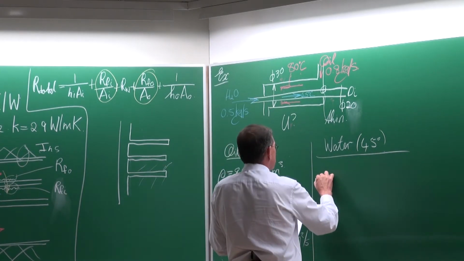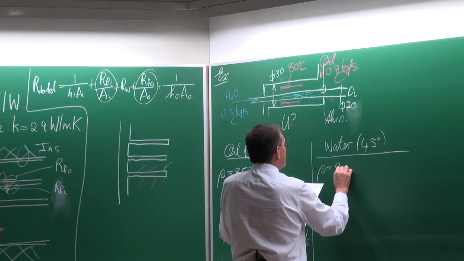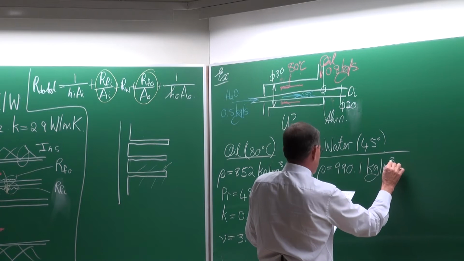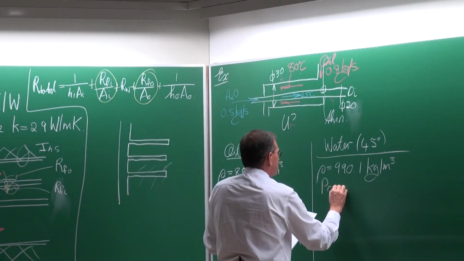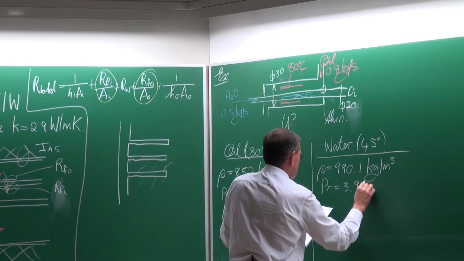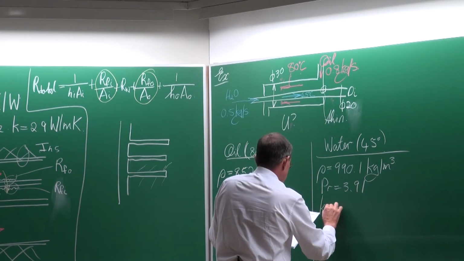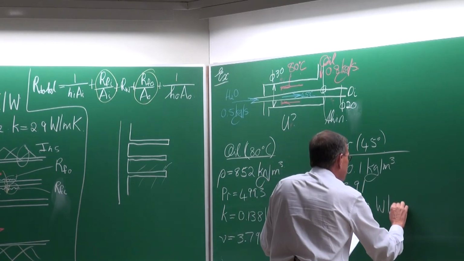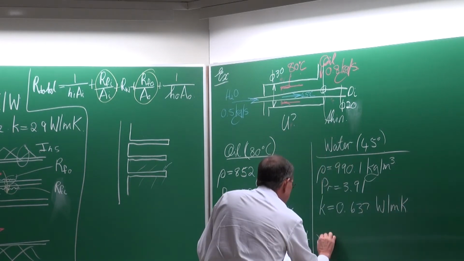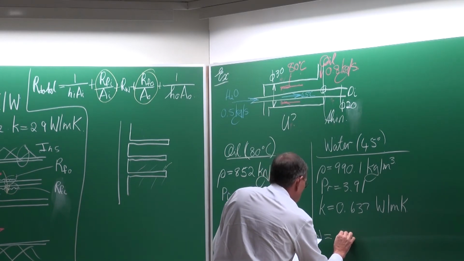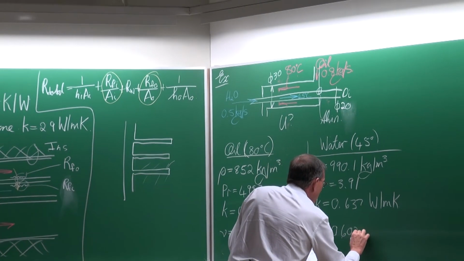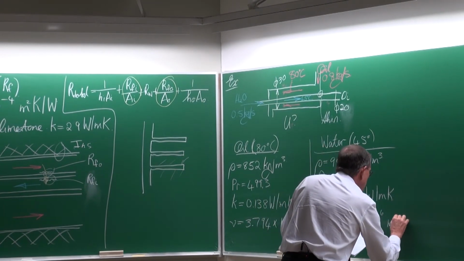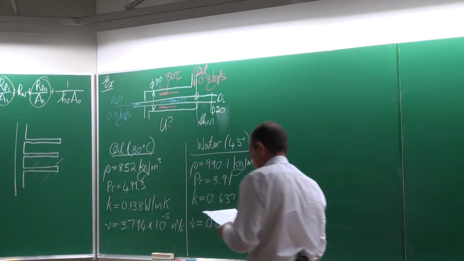And on this side, the density of the water is 990.1 kilograms per cubic meter. The Prandtl number is equal to 3.91. The thermal conductivity k is equal to 0.637 watts per meter Kelvin. And the kinematic viscosity is equal to 0.602 multiplied by 10 to the minus 6 square meters per second.